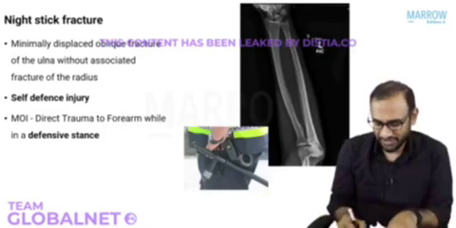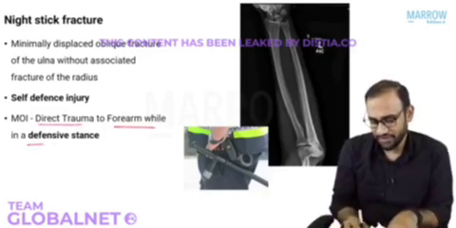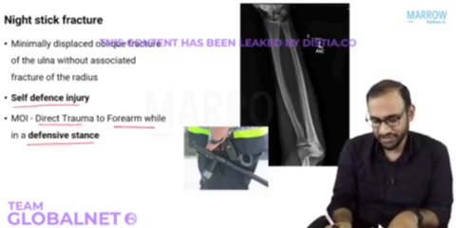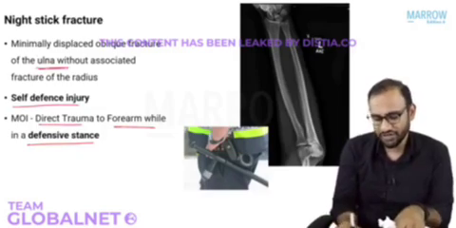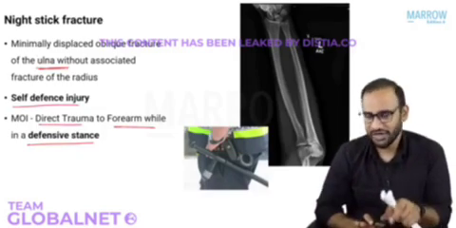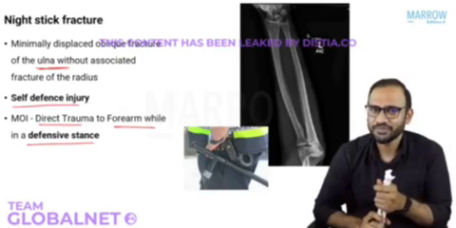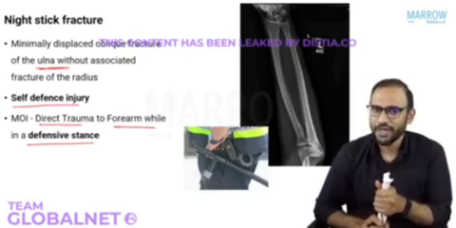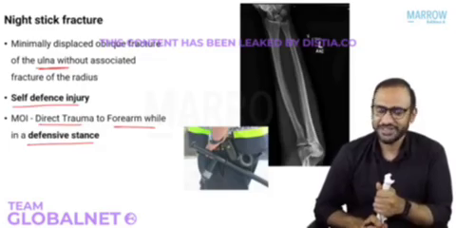This is your nightstick fracture. So direct trauma of the forearm while in defensive stance. It's a self-defense injury. It's an isolated ulna fracture without radius or any other fracture. So how will you treat it now? Based on the algorithm, closed reduction POP application or open reduction internal fixation with plates.